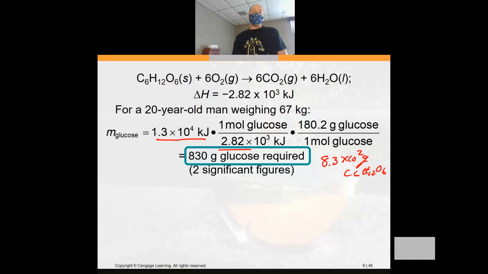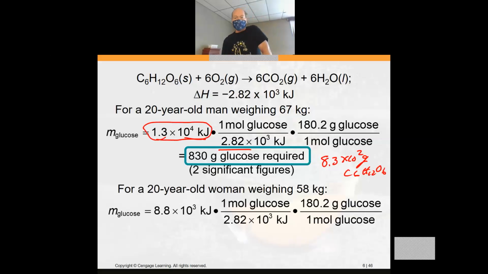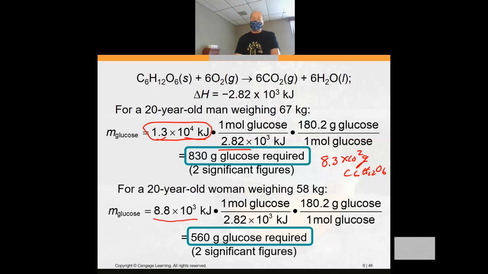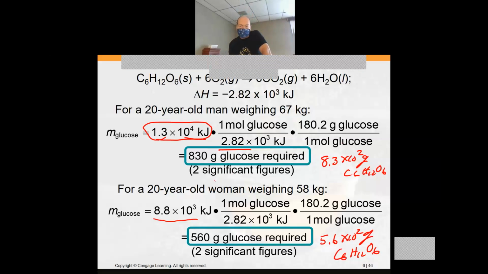All right, so again, for the woman, we're just going to change this number. Everything else is going to be the same. So we change that to our number given in the problem, 8.8 times 10 to the third. We still get 2.82 times 10 to the third kilojoules per mole, and it's still the molar mass of 180.2. We push the buttons, and we see that that is 560 grams of glucose, which to 2 sig figs should be written as 5.6 times 10 to the second grams C6H12O6.